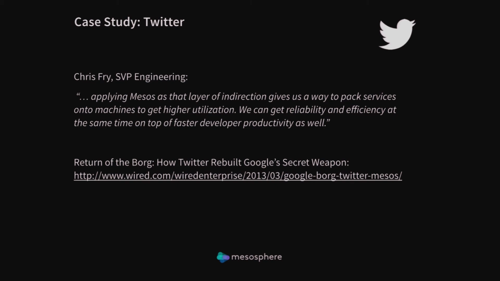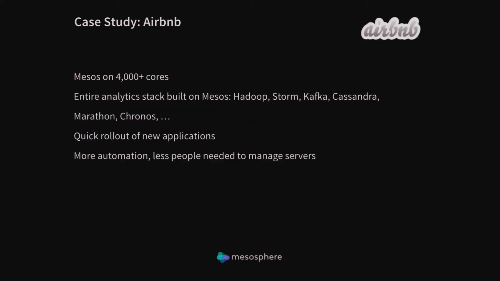Airbnb runs all their data infrastructure on Mesos, more than 4,000 cores. So they run Hadoop and Storm and Kafka, Cassandra, Marathon, Kronos, a lot of different applications that run on Mesos. It's kind of a typical modern data analytics stack where you use a bunch of different tools versus just Hadoop. And what it let them do, same way as Twitter, is quickly roll out new applications.